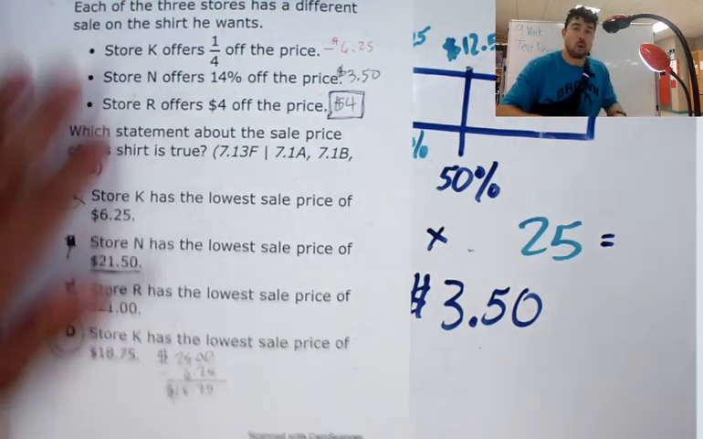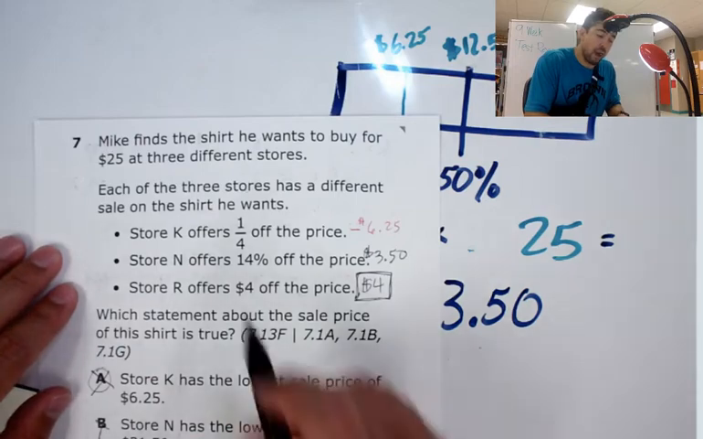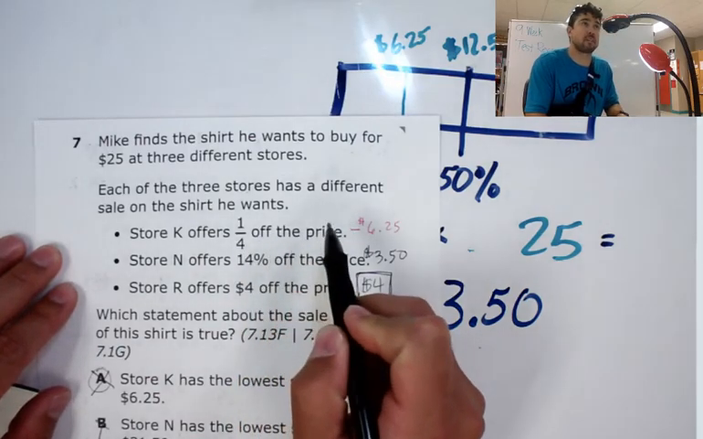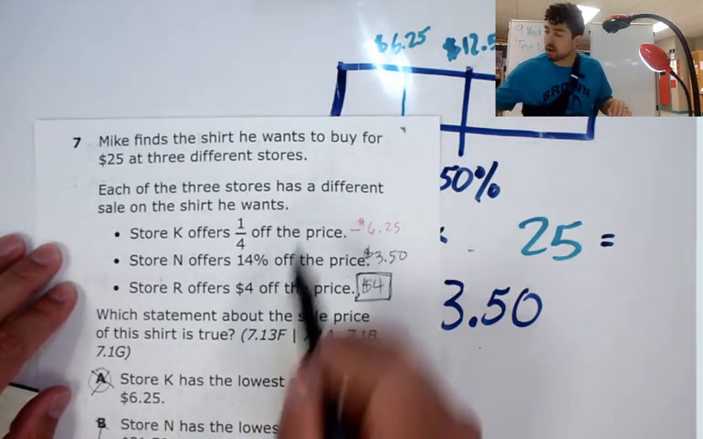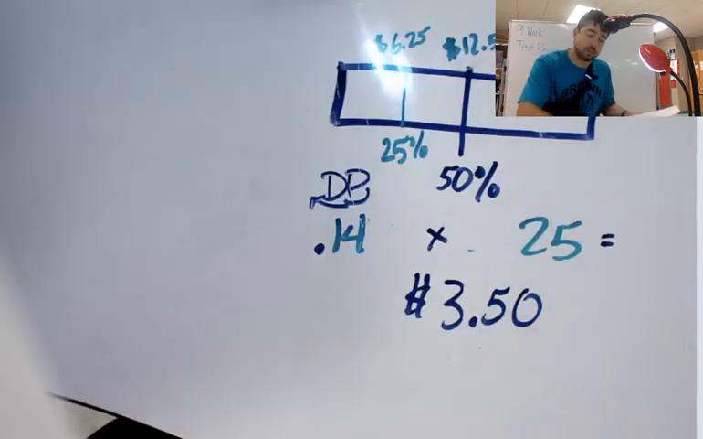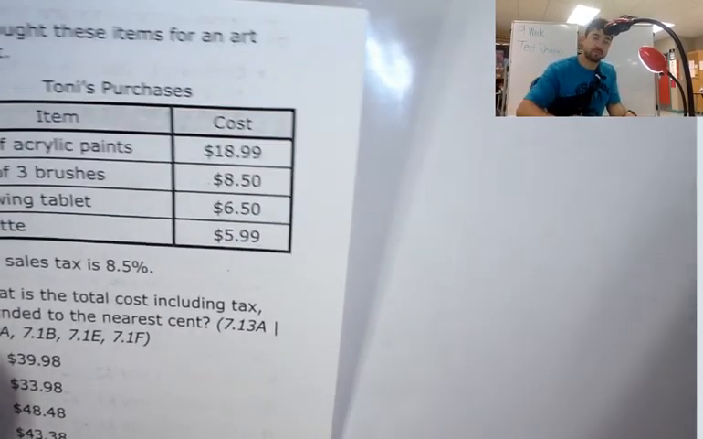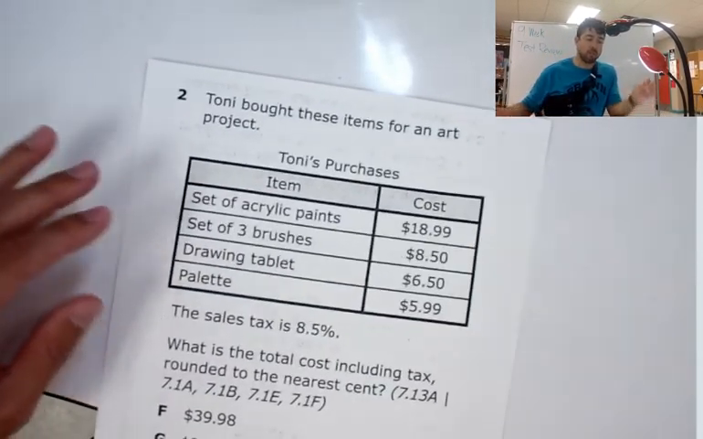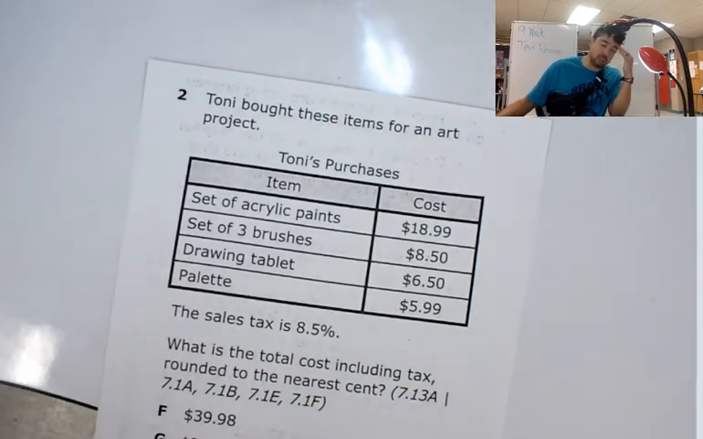Remember, when you're finding a fraction of a number, it's the same thing as doing percents. You're just multiplying. Next up, sales tax. Tony bought these items for an art project. The sales tax is 8.5%. What is the total cost including tax rounded to the nearest cent?